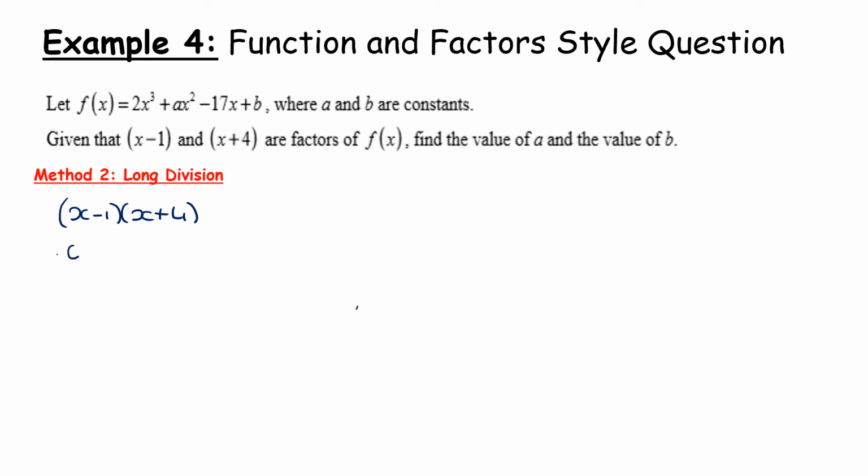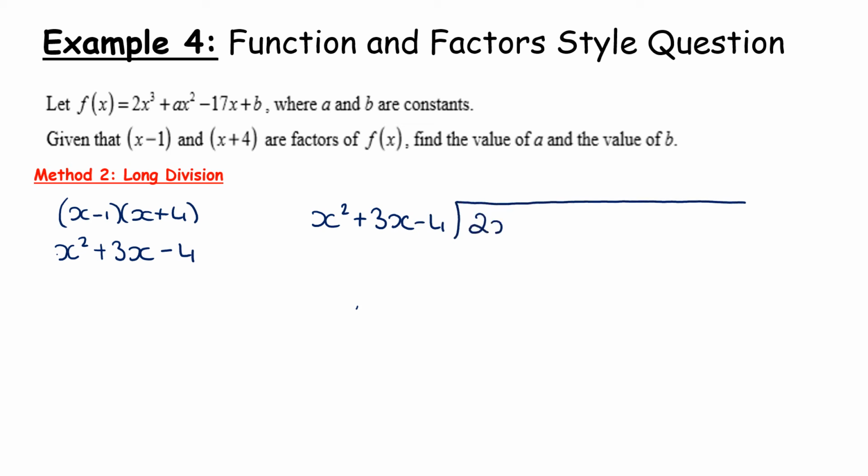So multiplying this out, we get x squared plus 3x minus 4. So now I'm going to divide this in, x squared plus 3x minus 4, and divide that into 2x cubed plus ax squared minus 17x plus b. Now, long division when there's unknown coefficients can be really tricky, really challenging. So it can be helpful to have a little rough work column here that we can use. So x squared divides into 2x cubed 2x times.